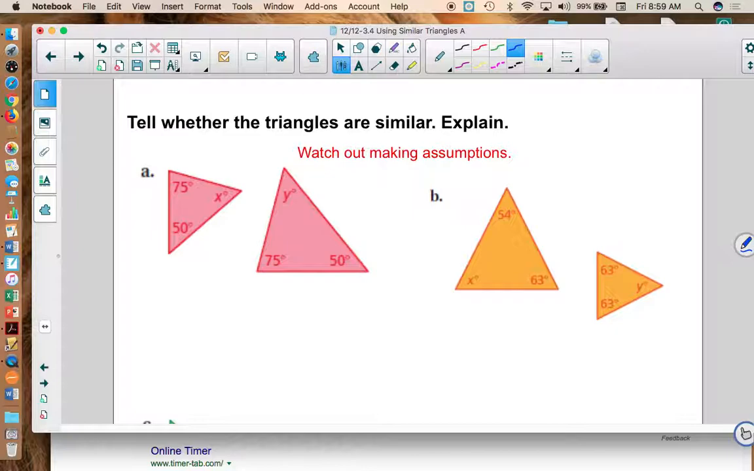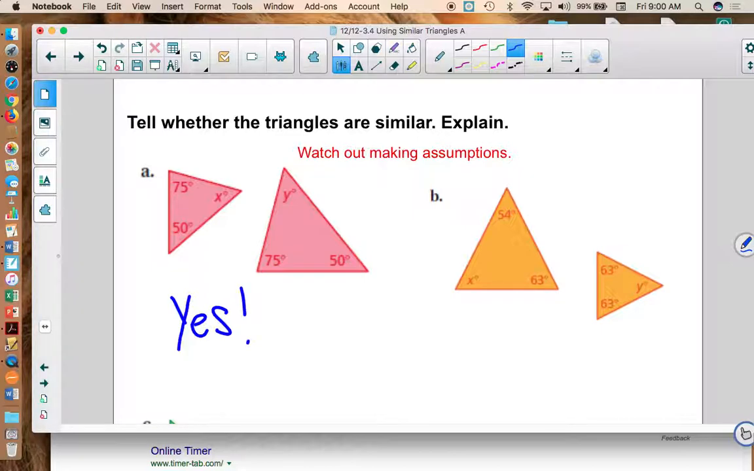Are they similar, Cadence? No. How do you know? Because they both have a 75-degree and 50-degree angle, and if you were to turn the smaller one, they'd be the same. Also, how many degrees are in the interior angles of a triangle? 180. So if both have the same two angles, the third one has to be the same, because if you subtract 75 and 50 from 180, you're going to get the same answer every time. So yes, these two are similar.